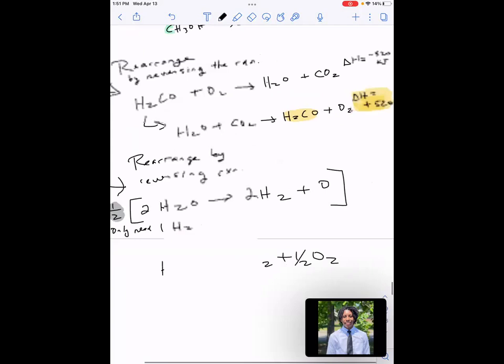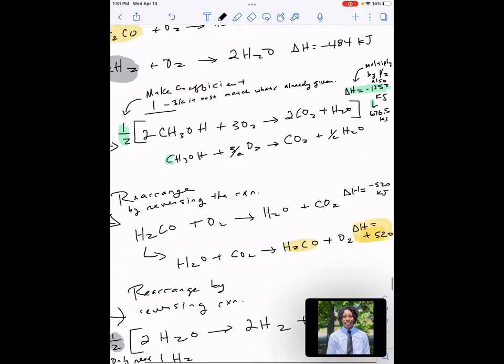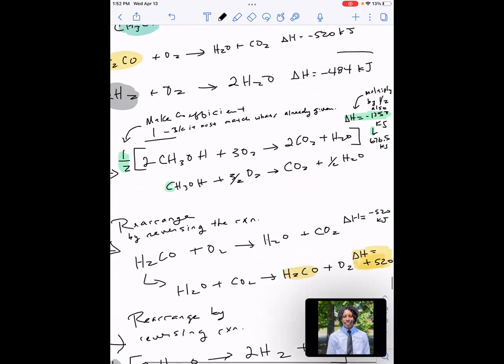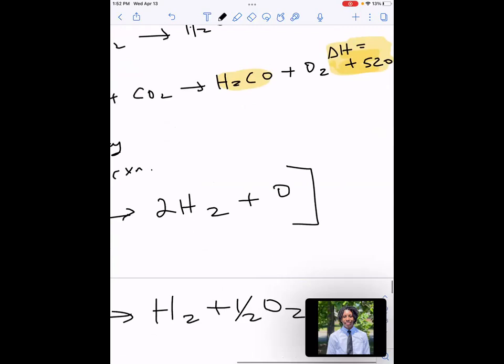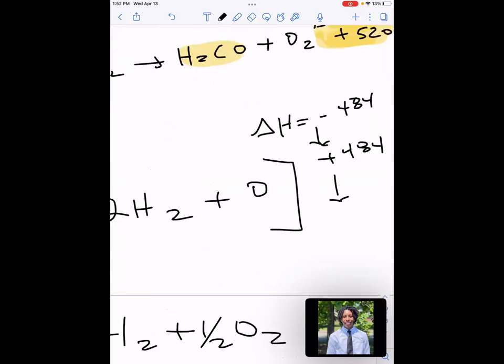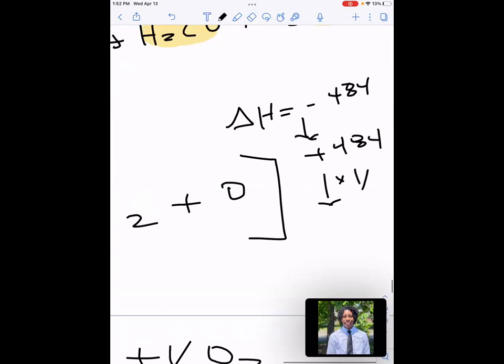And I'm also going to cut that enthalpy in half as well, because it gave me a delta H of negative 484. When I reversed it, it became positive 484. And then I'm going to multiply by 1/2 because I did that to the whole reaction. So now there's going to be 242 and it's positive.